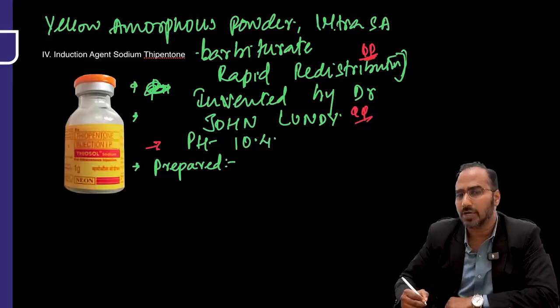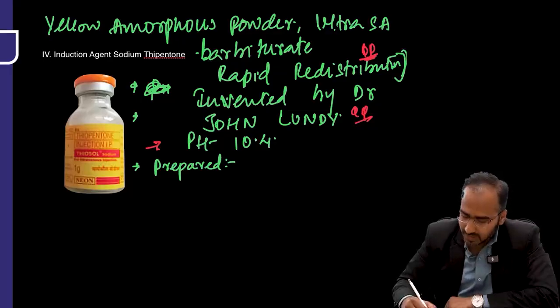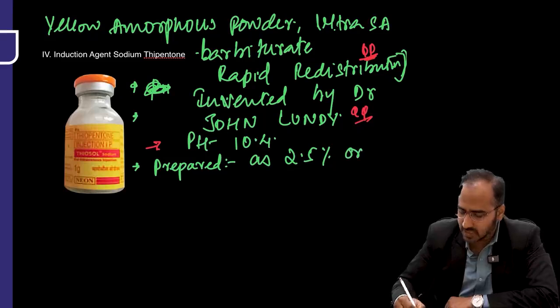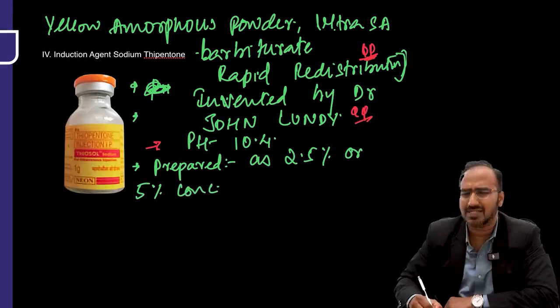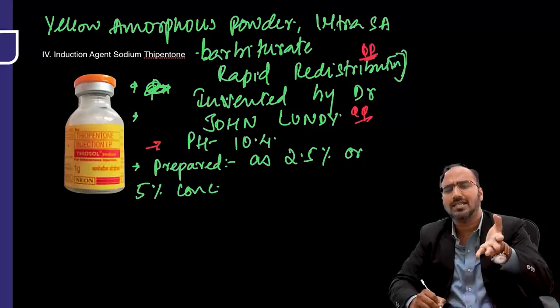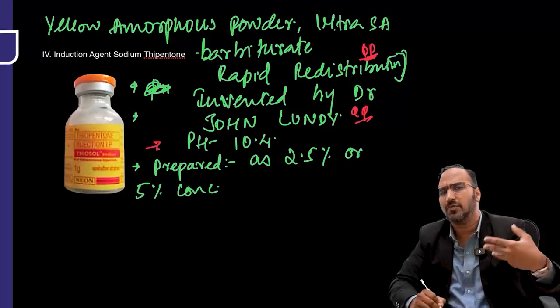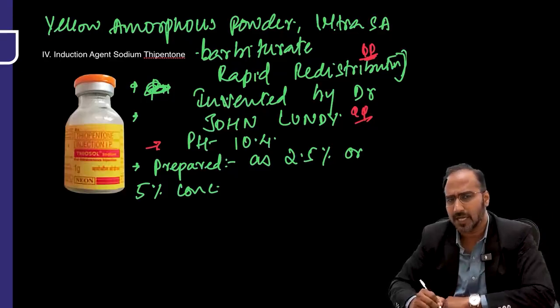How is sodium thiopentone prepared? It is prepared as a 2.5% concentration or 5% concentration, and basically how much water you add depends on that. The concentration might be 2.5% if you add more water. If you add less water, it will be 5% sodium thiopentone.